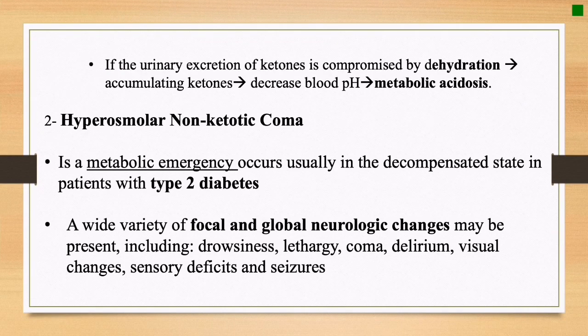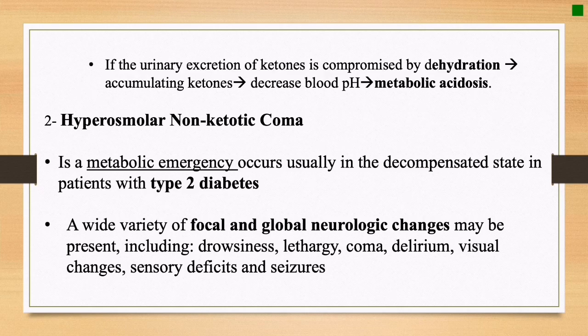And if the urinary excretion of ketones is compromised by the dehydration, the accumulating ketones decrease the blood pH, resulting in metabolic acidosis. This is what we call diabetic ketoacidosis. The second acute metabolic complication of diabetes is the hyperosmolar non-ketotic coma. It's a metabolic emergency that occurs usually in the decompensated states in patients with type 2 diabetes.